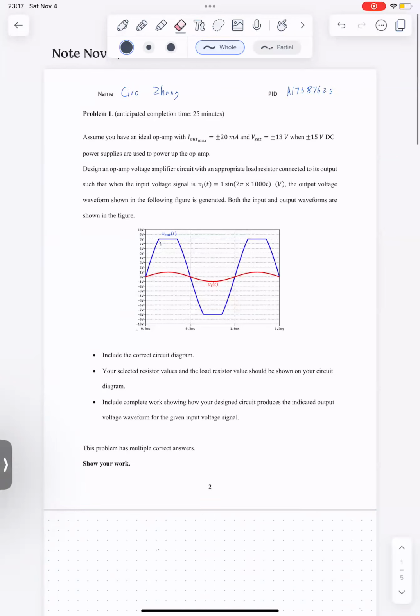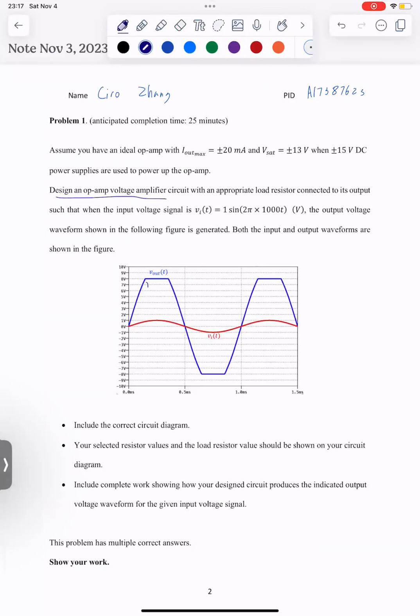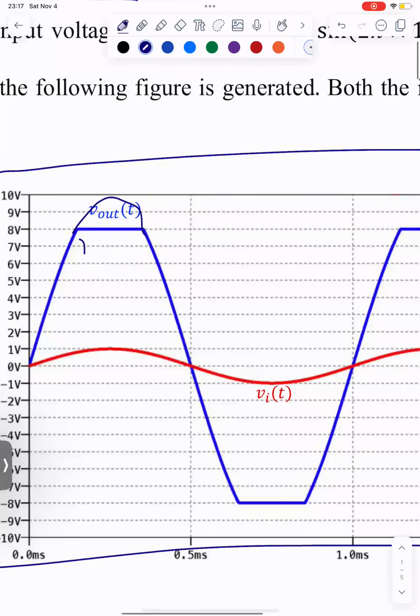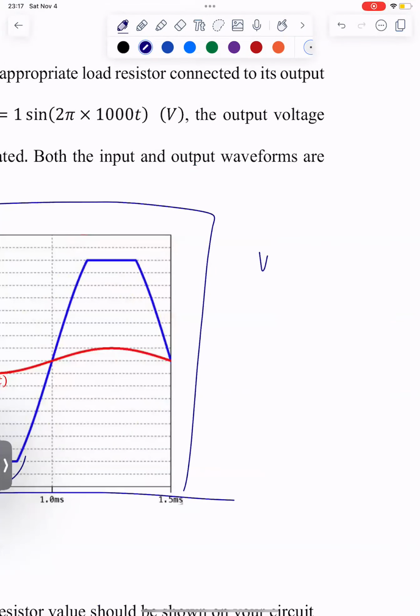The first question is asking us to design an op-amp voltage amplifier circuit with the appropriate load resistors so that our final result should achieve something like this graph, where V out is equal to 10 times VI. So it's being amplified 10 times.